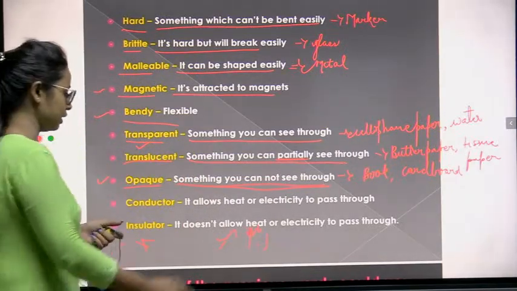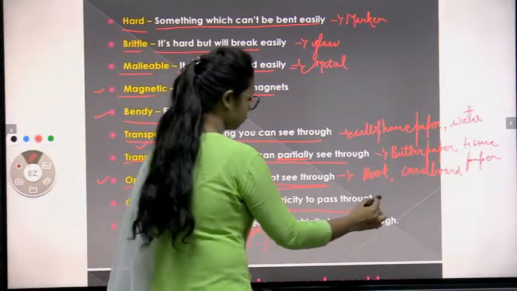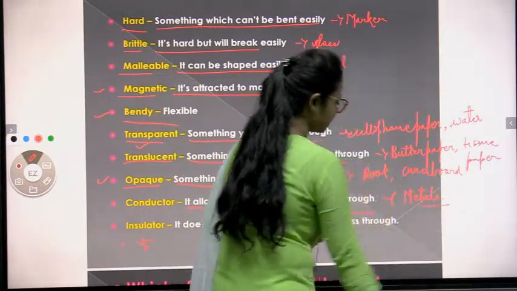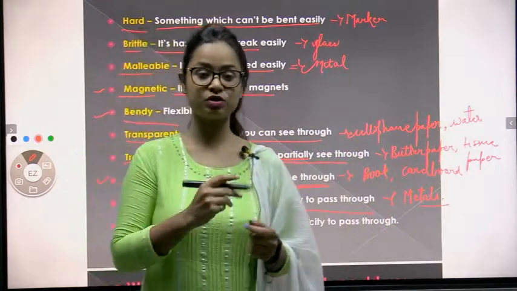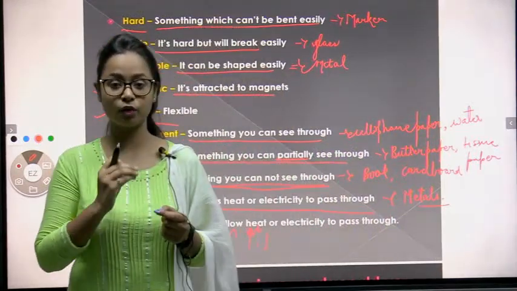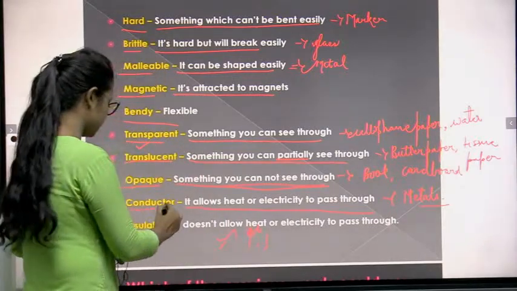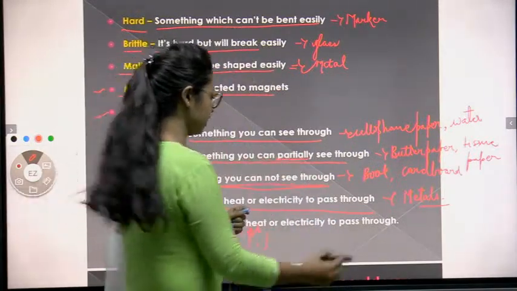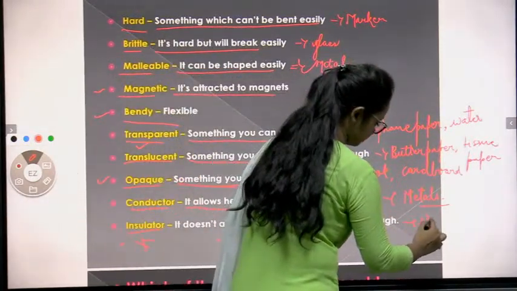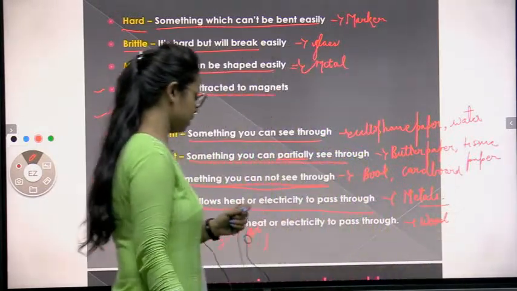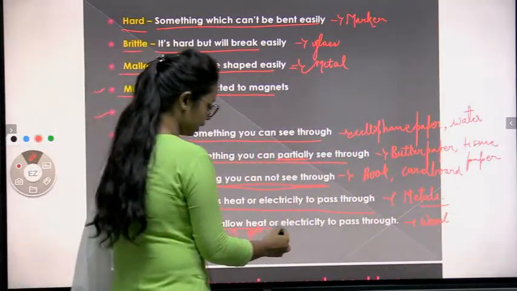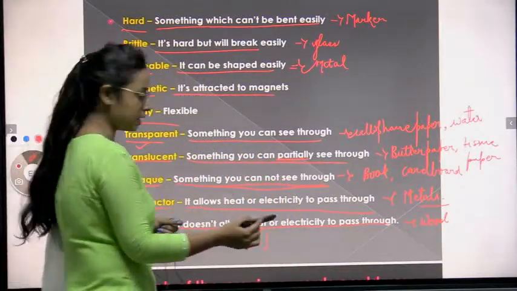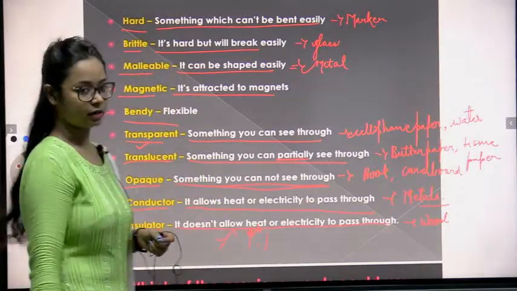Next is conductor. It allows heat and electricity to pass through it. Basically, metals are good conductors of heat. Anything which allows electricity to flow through it is called a conductor. And what is an insulator? Which does not allow electricity to pass through it, for example wood. It doesn't allow heat or electricity to pass through, so it is called an insulator, and which allows heat and electricity to pass through is a conductor. Clear, all of you?